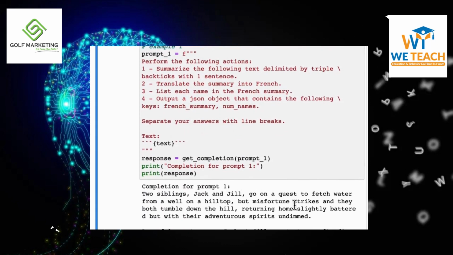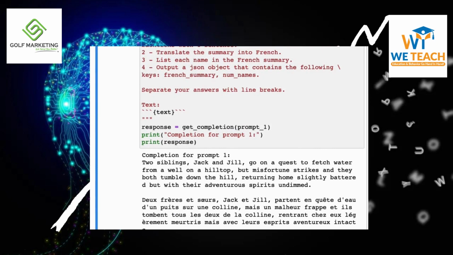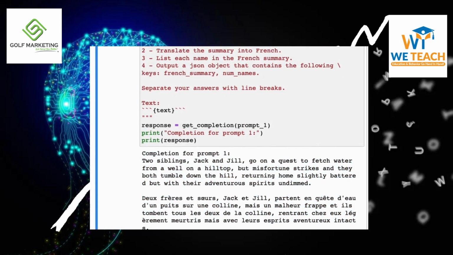as you can see, we have the summarized text, then we have the French translation, and then we have the names. Oh, that's funny. It gave the names title in French. And then we have the JSON that we requested.